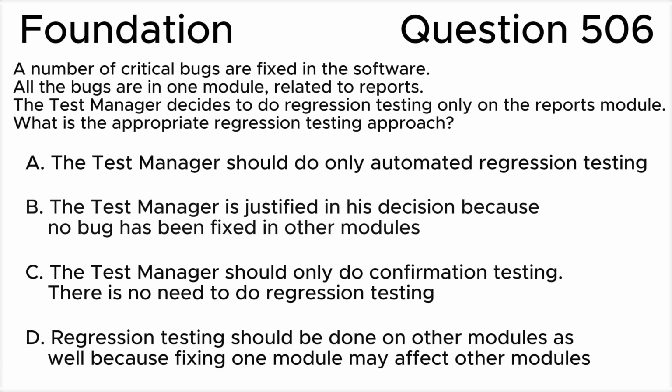A. The test manager should do only automated regression testing. B. The test manager is justified in his decision because no bug has been fixed in other modules. C. The test manager should only do confirmation testing. There is no need to do regression testing. D. Regression testing should be done on other modules as well because fixing one module may affect other modules.